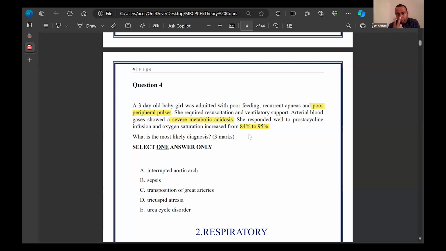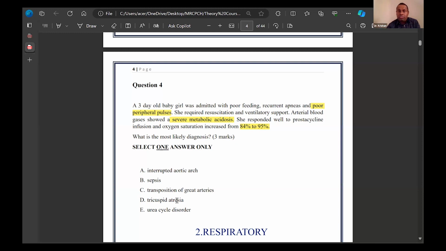Having the duct open has been critical for this baby's survival, right? Now we need to know what kind of duct-dependent problem this is. So it can't be urea cycle disorder, because urea cycle disorders will not improve with prostaglandin. And sepsis, again, will not improve with prostaglandin. What are the possibilities then? It could be interrupted aortic arch, transposition of great arteries, or tricuspid atresia.